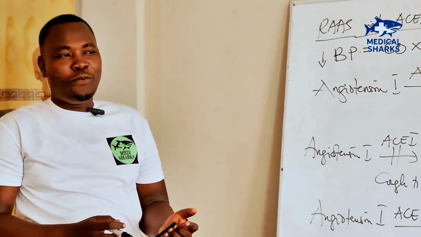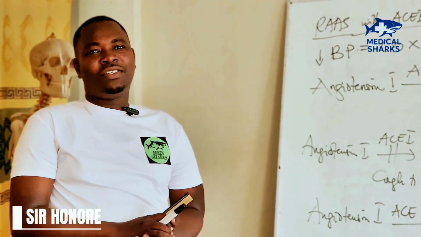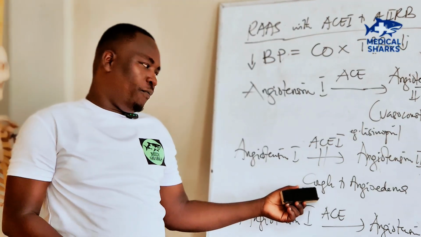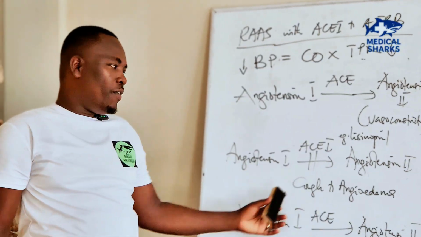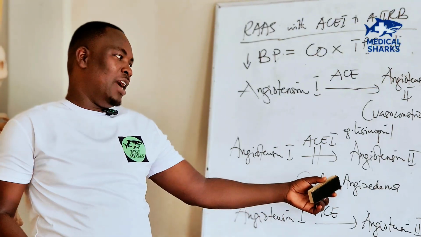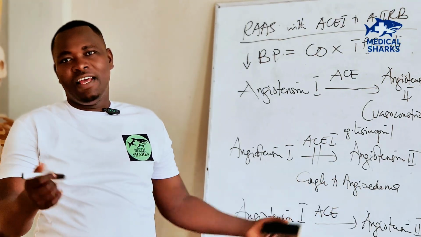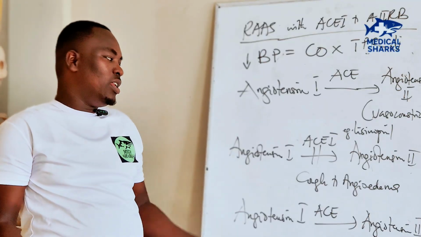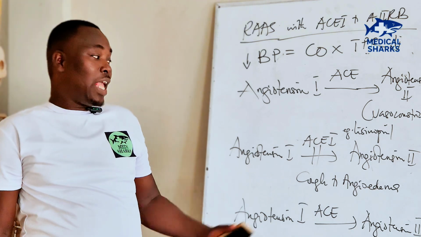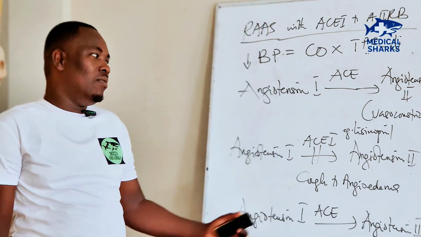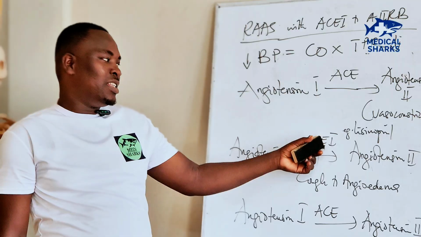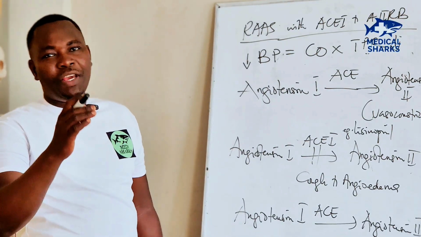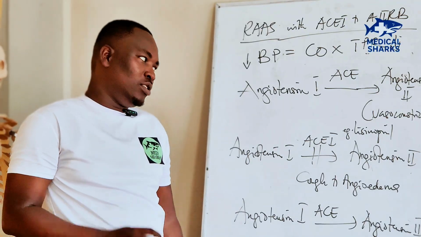Now, though lisinopril is very helpful, in a lot of patients, when we give them lisinopril, they experience what we call cough and angioedema. The patient may cough, and some may have superficial swelling at the surface of the skin. Cough is the most common thing we always see when we give lisinopril, an angiotensin converting enzyme inhibitor, to the patient. Now the question is, why do patients cough when put on lisinopril?